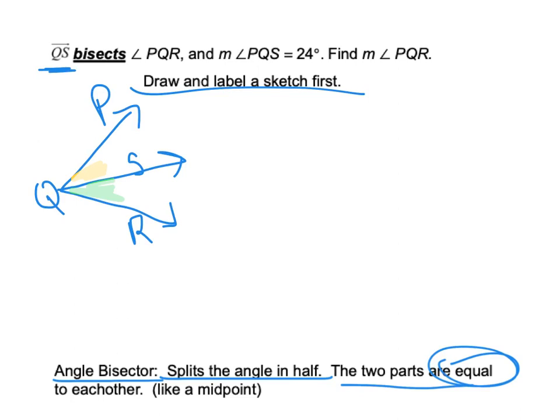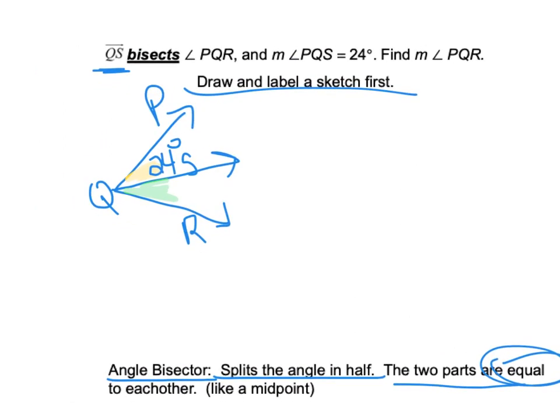So let's see what else it tells us. It says the measure of angle PQS is 24 degrees. So I know that this angle is 24 degrees. It says find the measure of angle PQR. Well, that's the whole angle. If I know that part of the angle is 24 degrees and it bisects it, that also means this one is also 24 degrees, which means the whole angle is going to be 48 degrees.